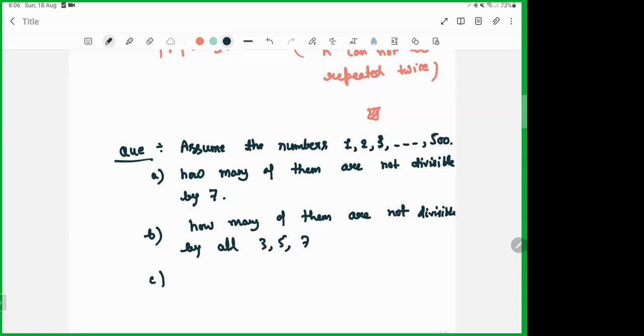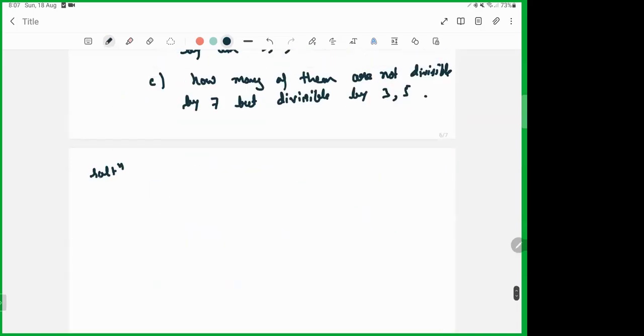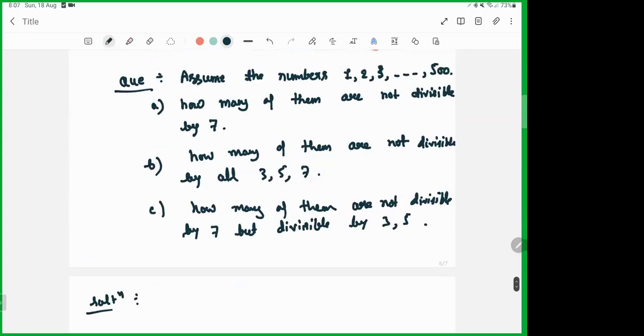Part C is saying how many of them are not divisible by 7 but divisible by 3, 5? So can you try to answer how to do the first part? You are given a set which is numbers up to 500, 1, 2, 3 up to 500. So the first part is asking how many of them are not divisible by 7.